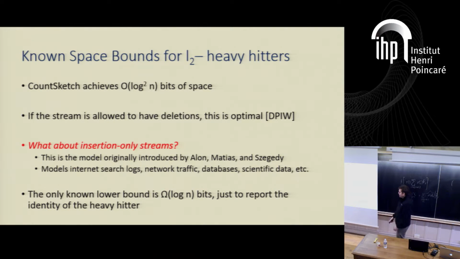What is the bound for insertion streams? The lower bound is log n bits. I need to specify the identity of a heavy hitter. If epsilon and phi are constant, there are at most a constant number of heavy hitters. Log n bits is the only known lower bound. But there's a log squared n bit upper bound. So what is the answer here?